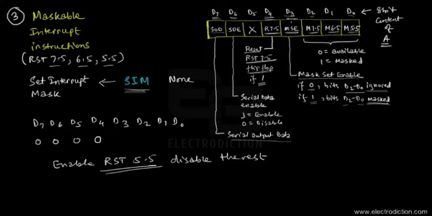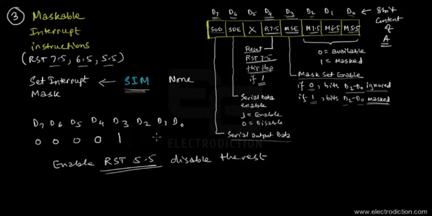Now D3 is MSE, mask set enable. Now we don't need to mask any of the bits. We just need to enable the RST 5.5 interrupt line and mask the rest. So in order to enable the masking feature, we need to keep the MSE bit, that's bit D3, at the logic 1 level so that we can mask the rest of the interrupt lines individually, starting from the bits D0 to D2. So we keep the bit D3 here at a logic 1 level.